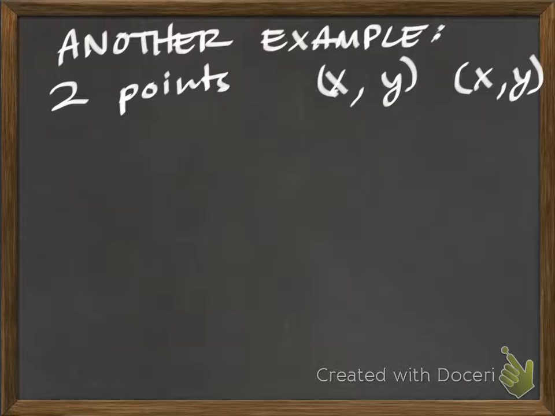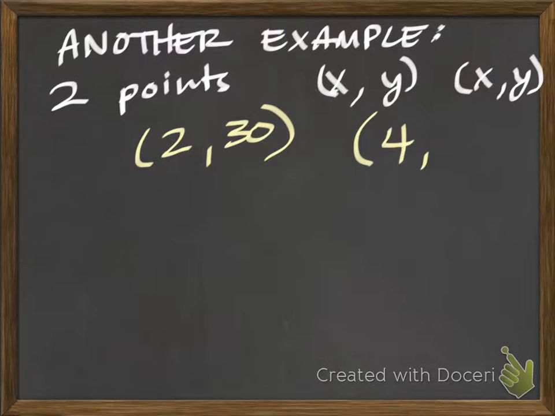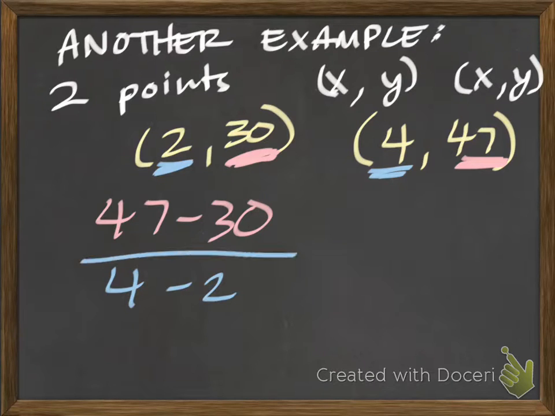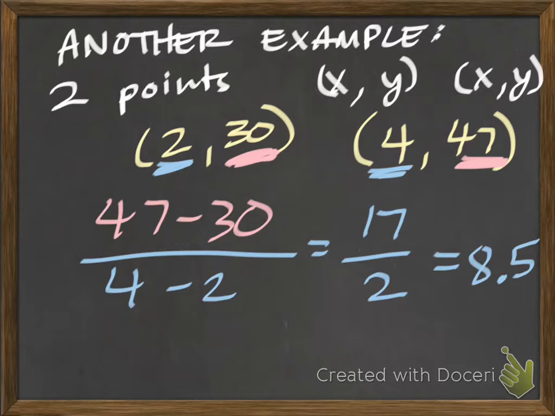Now let's do another example with 2 points. We got an x, y and an x, y. Let's say 2, 30 and 4, 47. Subtract the y's. 47 minus 30. Subtract the x's. 4 minus 2. Divide them. This is 17 over 2. If I divide that, it'll be 8.5. That's the rate of change of the slope between them.